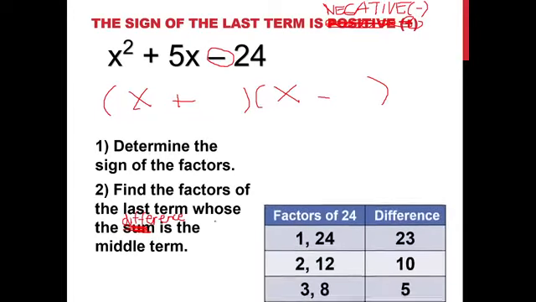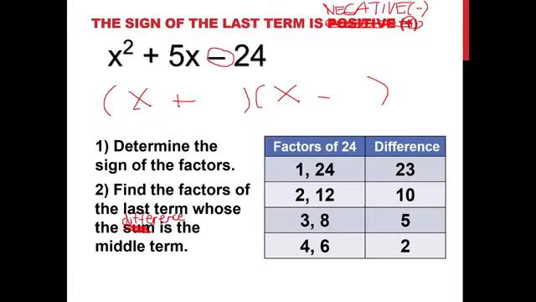So these are the factors. 1 times 24, 2 times 12, 3 times 8, 4 times 6. Which among these factors has a difference of 5? Of course, it's 3 and 8. 3 times 8 is 24. Then when you get the difference, why is it that you're getting the difference? Because the sign of the last term is minus. So we subtract the factors. I'm going to be using 8 and 3.